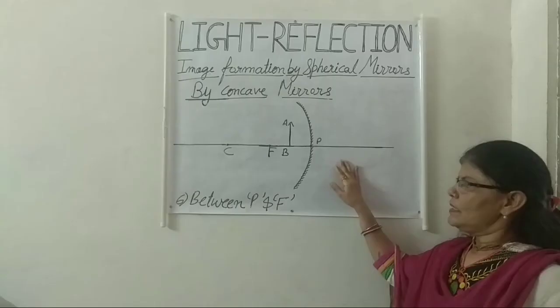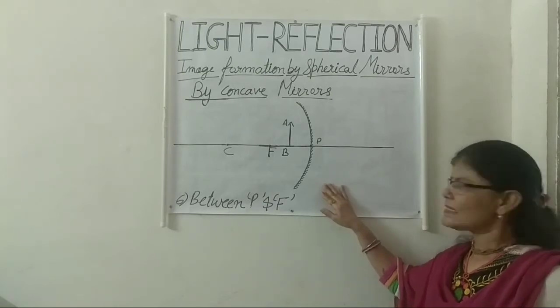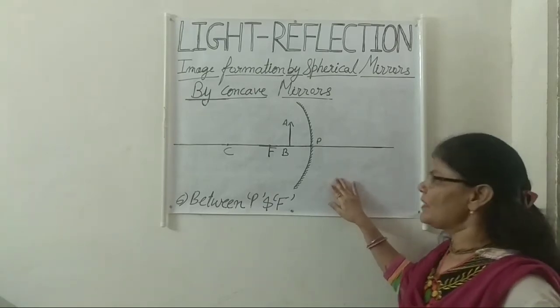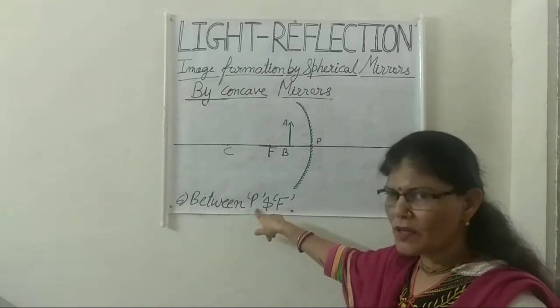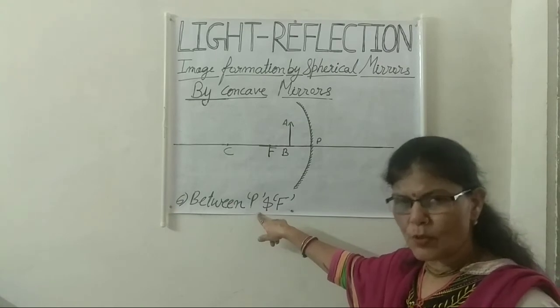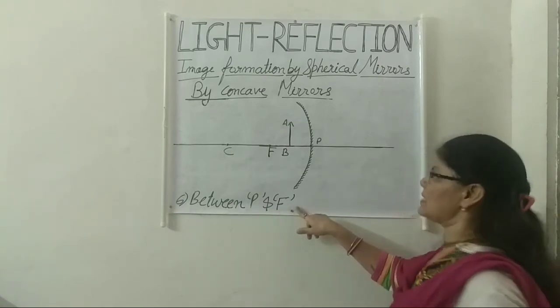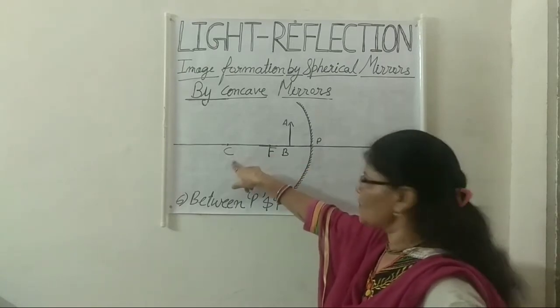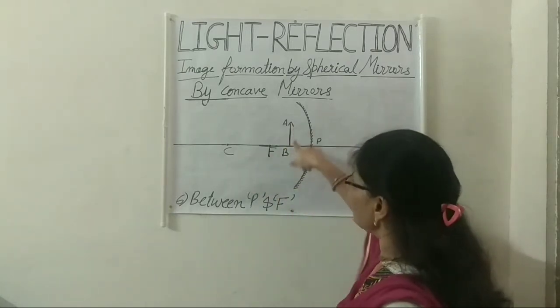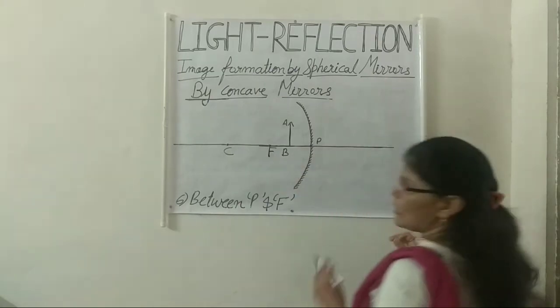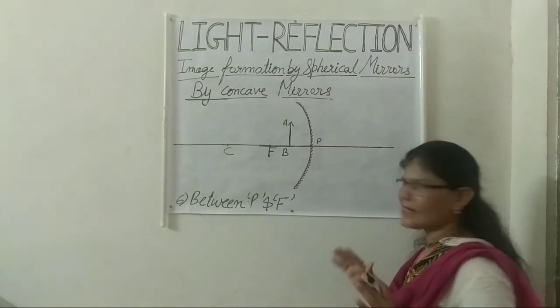So the sixth case is the last case of the concave mirror. This is the sixth case, when the object is between the pole of the mirror and the principal focus. So this is our pole, this is the principal focus and this is the center of curvature. Our object AB is here, between pole and principal focus. Out of the four cases, we can use any two cases at a time.